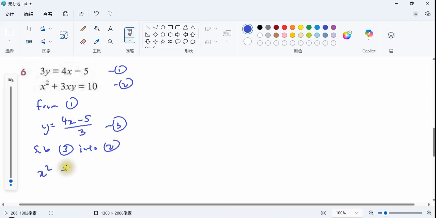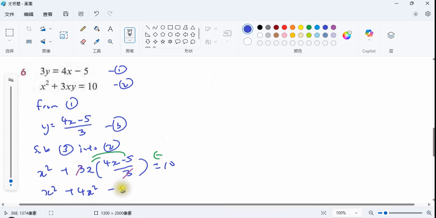Then we have x squared plus 3x times (4x minus 5) over 3 equal to 10. Then we can cancel here, expand, and move this in front. Then we will have x squared plus 4x squared minus 5x minus 10 equal to 0. So we have 5x squared minus 5x minus 10 equal to 0.